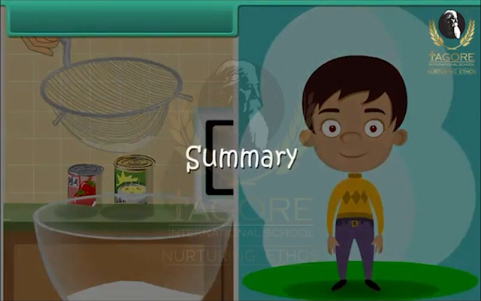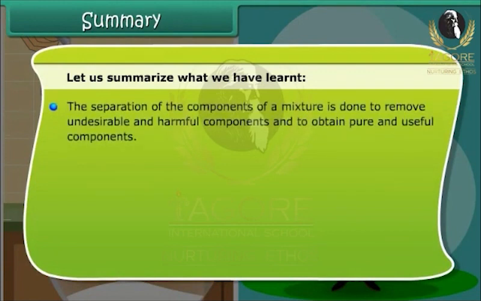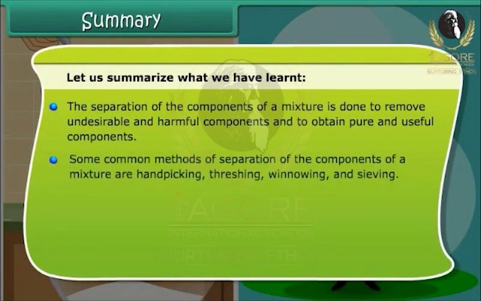Summary. Let us summarize what we have learned. The separation of the components of a mixture is done to remove undesirable and harmful components and to obtain pure and useful components. Some common methods of separation of the components of a mixture are hand-picking, threshing, winnowing, and sieving.